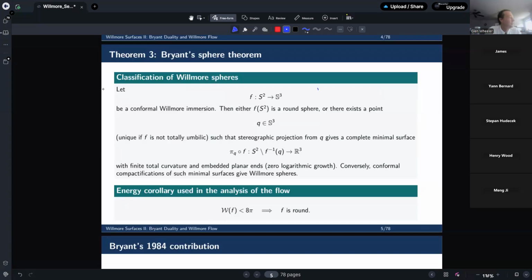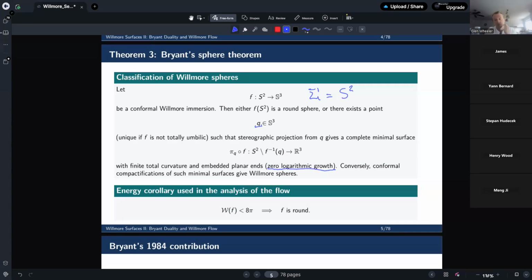So here we've got sigma is the two sphere. And when it's the two sphere, you have this very dramatic classification. Either you are totally umbilic, or we have the previous theorems, we have this quartic differential, and the conformal transform maps to this point Q in S3. And then you can stereographically project back to get a minimal surface that's complete with finite total curvature, and zero logarithmic growth, which implies planar ends.